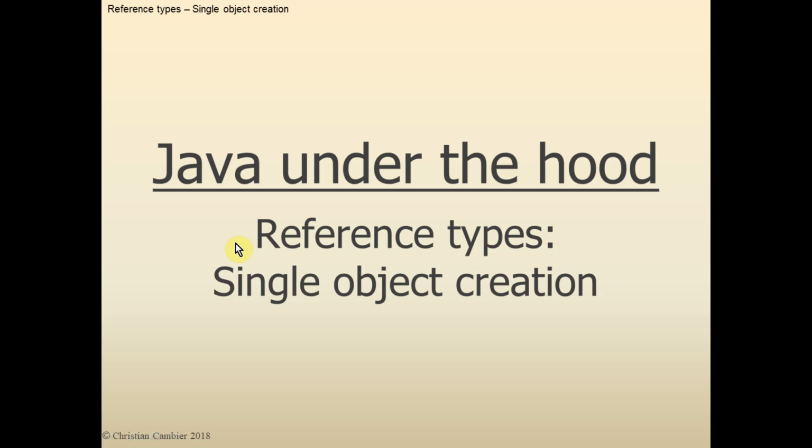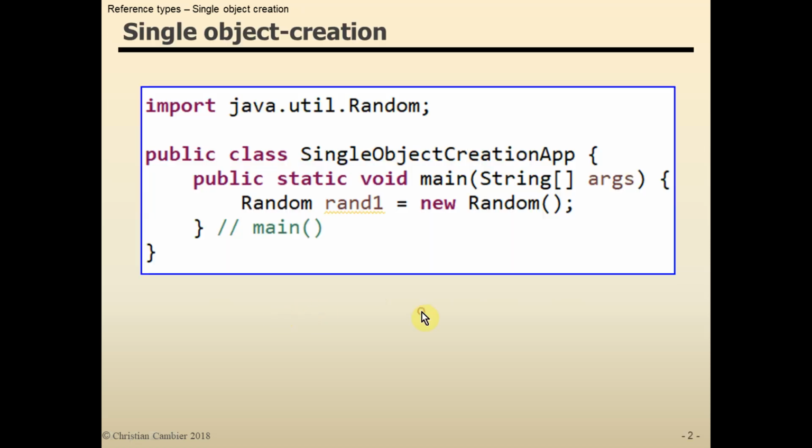Welcome to this new demo of Java under the hood, in which I will introduce the use of a reference type by creating a single object. The code I'll be demonstrating consists of this class with just one method, the main method. This method contains a single statement.